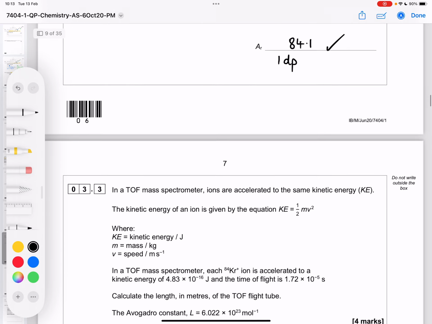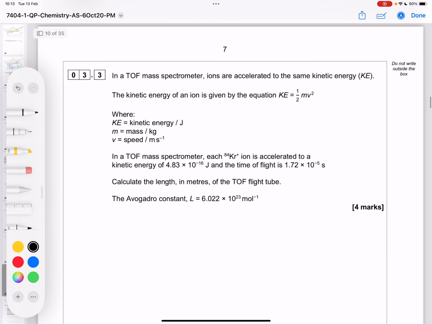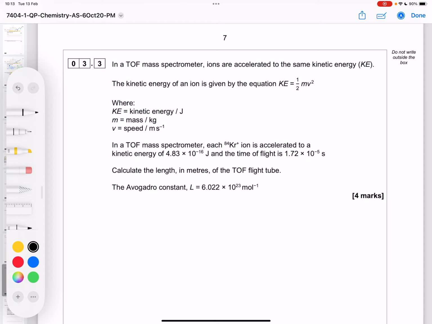Then the next part of our question is about calculating, and it asks us to calculate the length in meters. So to do that, I'm going to have to use distance is velocity times time, because my kinetic energy expression has velocity in it and it doesn't have distance. They've given us the isotope they want us to look at, so it's the 84 krypton isotope. They've given us the kinetic energy and they've given us the time. Okay, they've also given us Avogadro's number.